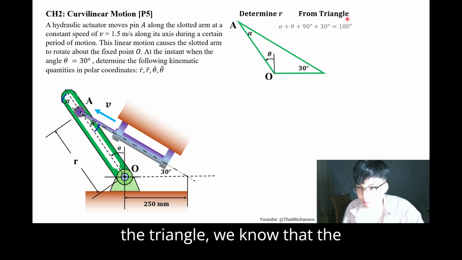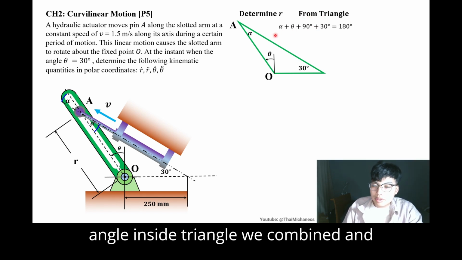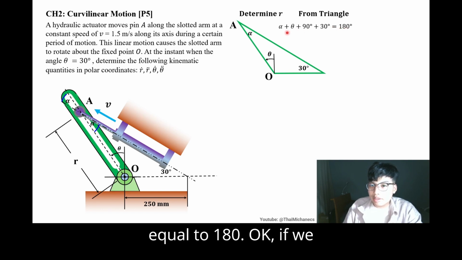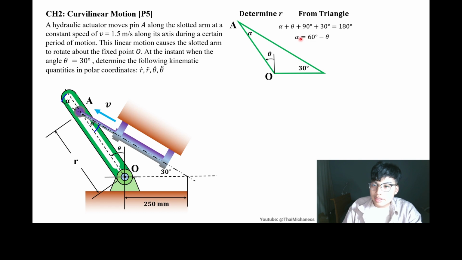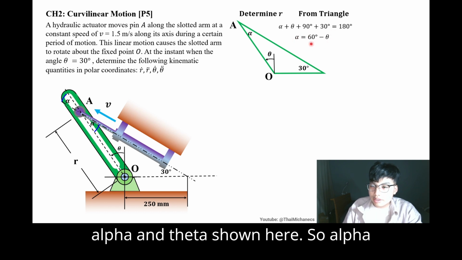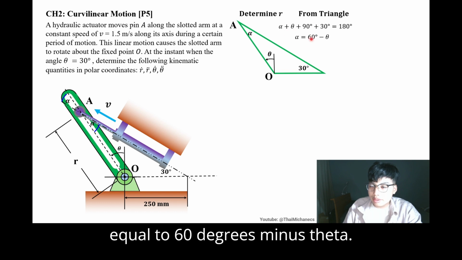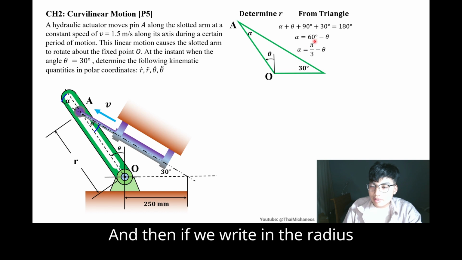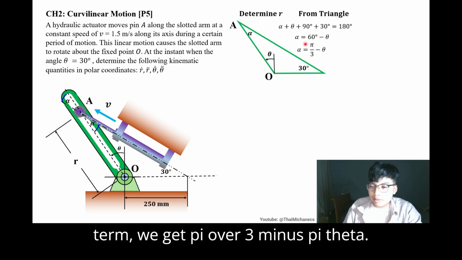From the triangle, we know that the angles inside the triangle combine and equal 180. If we combine alpha, theta 30 degrees and this 90 degrees equal to 180, then we get the relationship of alpha and theta shown here. So alpha equals 60 degrees minus theta. And if we write it in radian terms, we get pi over 3 minus theta.